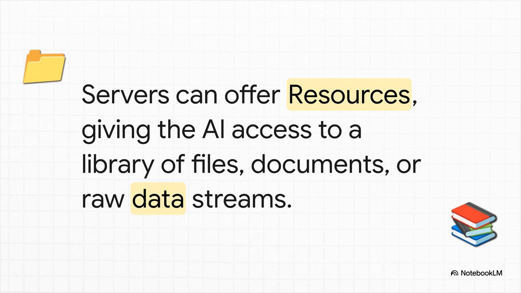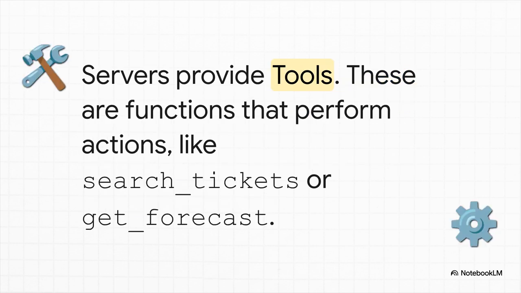Second, and this is the one you'll see most often, it can provide tools. These are the actual functions that let the AI do things. Actions like search for tickets or get the weather. This is how the AI gets its hands. And finally, a server can offer up prompts. These are basically helpful pre-built templates that give the AI a little head start, like a checklist for planning a vacation or a structured format for asking a really complex question.